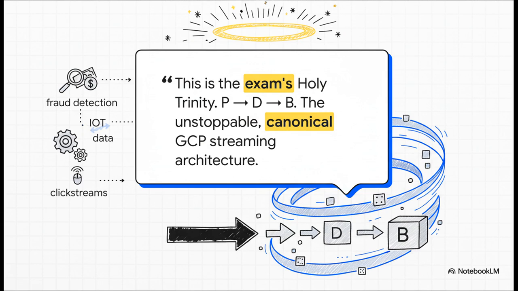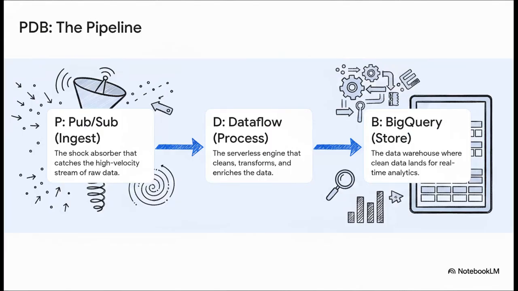If you get any question about a real-time use case, I'm talking fraud detection, IoT data streams, website click streams, anything like that, this architecture is almost always the answer. It is the unstoppable, go-to streaming pipeline on GCP. So let's break down PDB.